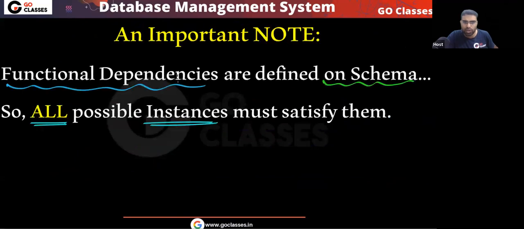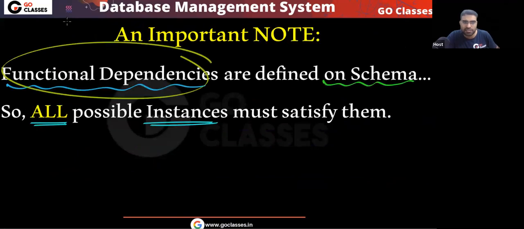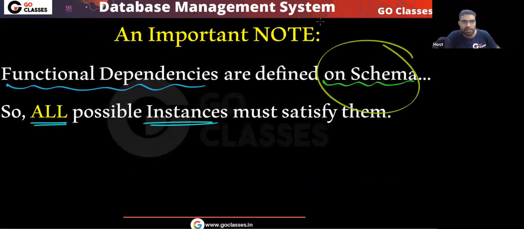Remember, this is the important point, that functional dependencies are defined on schema. They are not defined on instances. Is this point clear? If you say that some functional dependency is there, then that should be satisfied by all the instances. Remember, functional dependencies must be satisfied by all the instances.